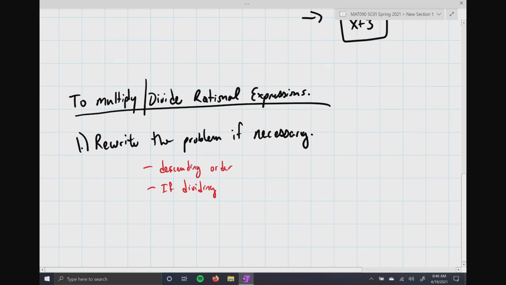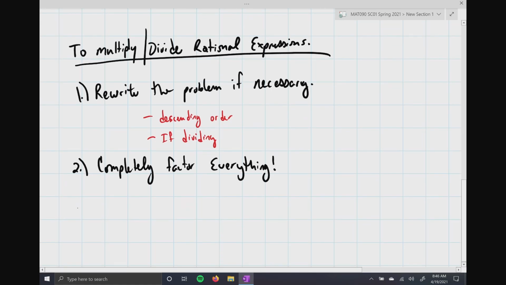Step 2. Completely factor everything. Step 2 is the most important step. You got to make sure you completely factor everything. Okay?